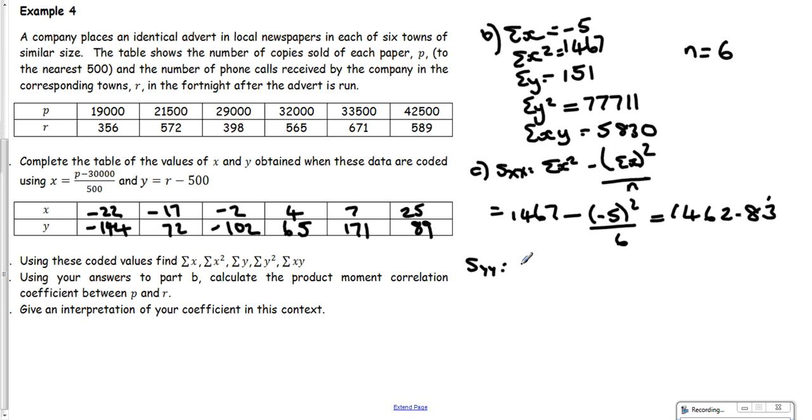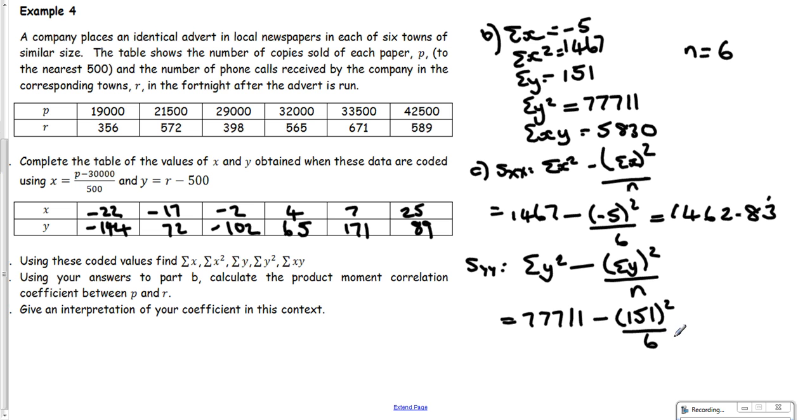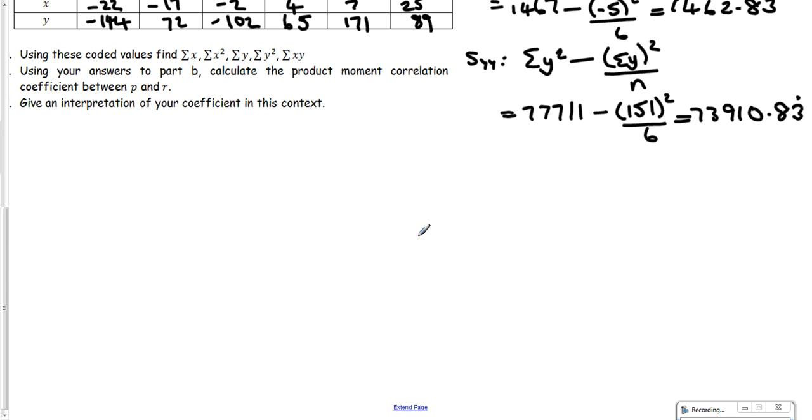SYY is sigma y squared minus sigma y all squared over n. And if we work that out, that's 77711 minus 151 squared over 6. And I got for that 73910.83. Again, possibly store it in your calculator.